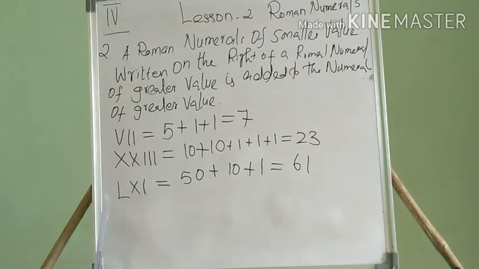Now L, X, I. L we already know very well: L is 50, X is 10. So which is the biggest number? L is the biggest number. In the right side of any greater number, if there is a smaller number, we have to do the addition function. So L is 50 plus X is 10 plus 1. So 50 plus 10, 60 plus 1, 61.